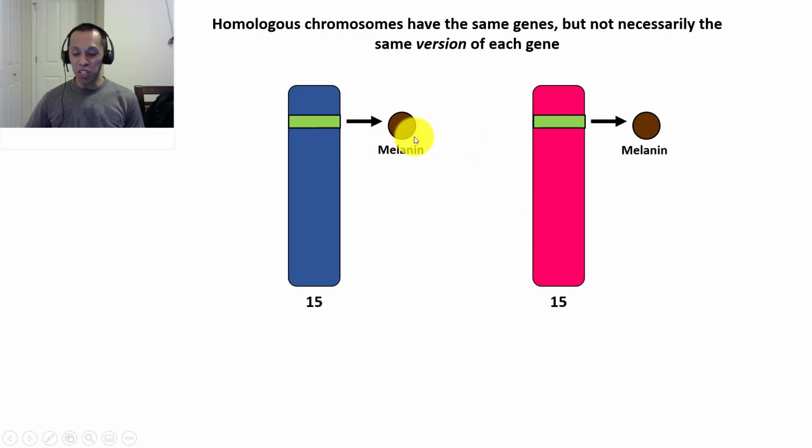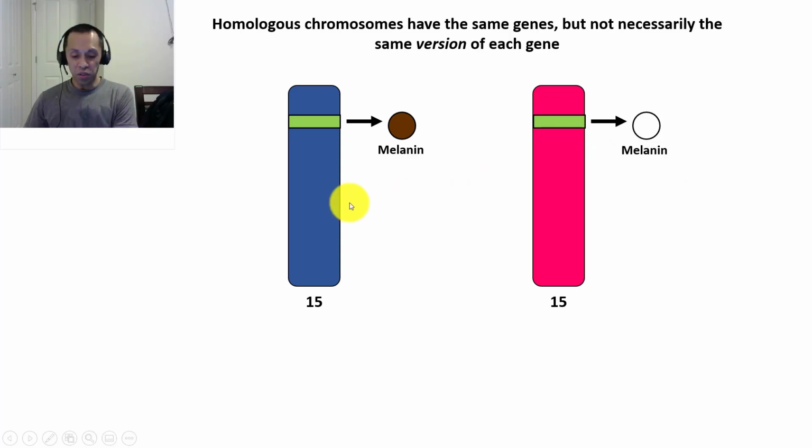In this case, they both have the gene that encodes for this pigment protein called melanin. What we're saying here, though, is that even though this homologous pair of chromosomes have the same gene on them, they don't necessarily have to be the same version of that gene. So there's a slightly different version of this melanin gene that encodes for a slightly different looking melanin protein. So this slightly different version of the melanin gene encodes for a melanin protein that actually has no color to it. So this is kind of considered to be a mutant version of the melanin gene.